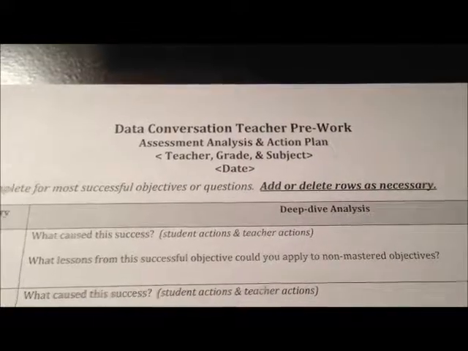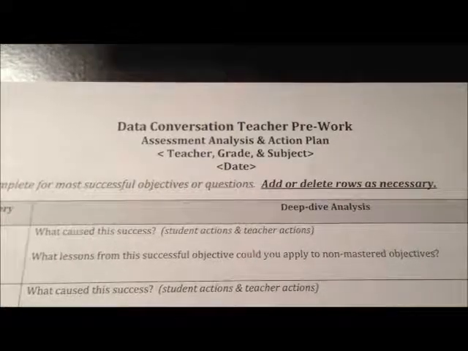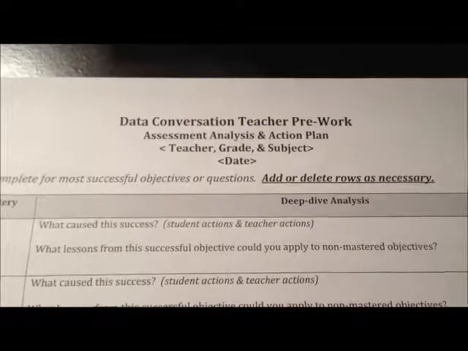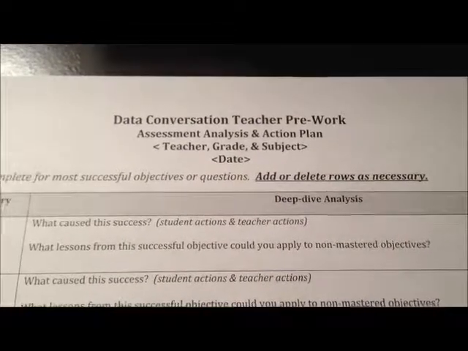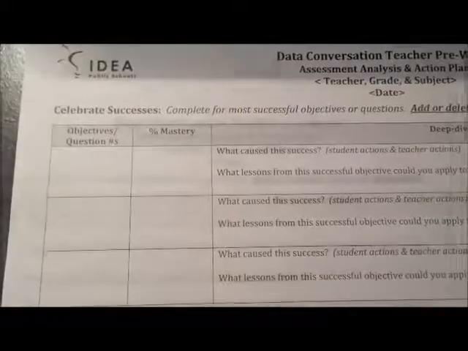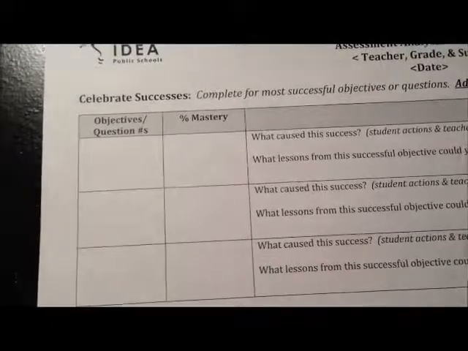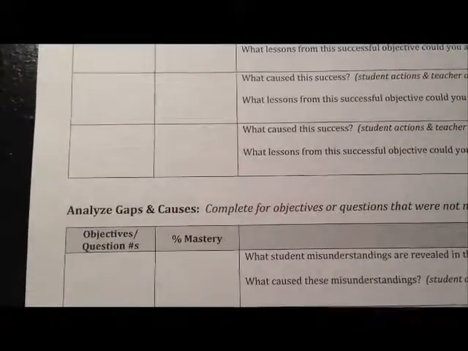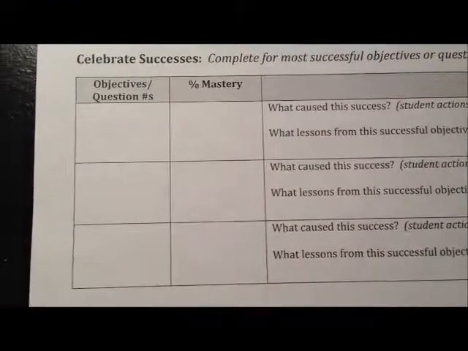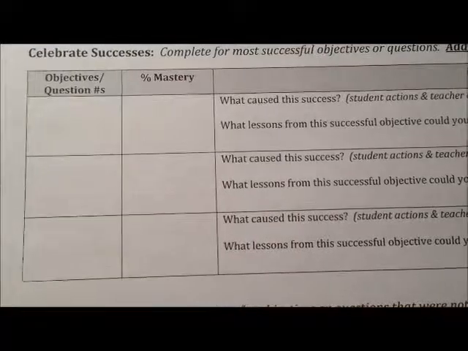Once results are collected, teachers are required to submit a data conversation teacher pre-work plan. This plan is available in soft copy, which allows teachers to edit freely and submit electronically to their manager for feedback and review. The first portion of the action plan is an item analysis. Teachers are required to celebrate successes and analyze gaps and causes in student learning. In the first portion, teachers identify the objective and the percent mastery of the most successful objectives.